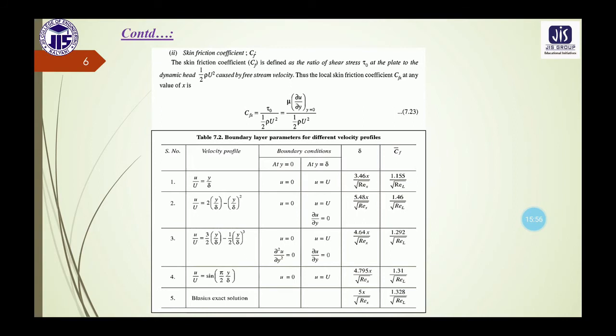Like for velocity profile number 1, small u by capital U equals y by delta. In that case, the boundary layer thickness delta equals 3.46x divided by root under Re_x, that is the local Reynolds number, and the skin friction coefficient is 1.155 divided by root under Re_L. In a similar way, for the other 4 velocity profiles also, the formulas for their boundary layer thickness and skin friction coefficient are given in this table, which you need to remember to solve numericals.